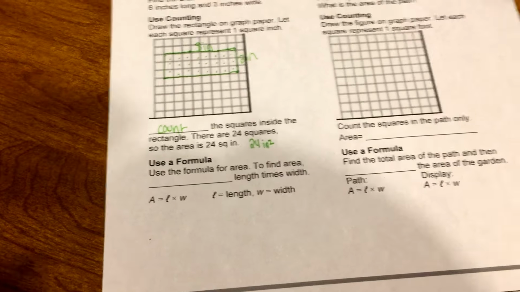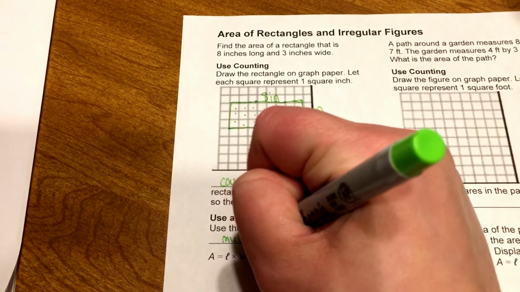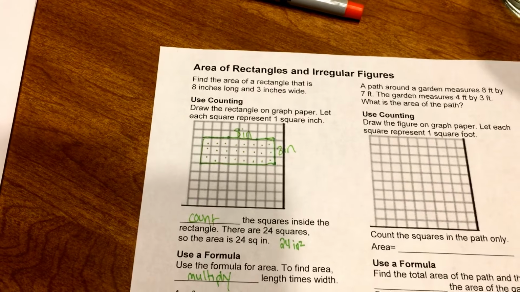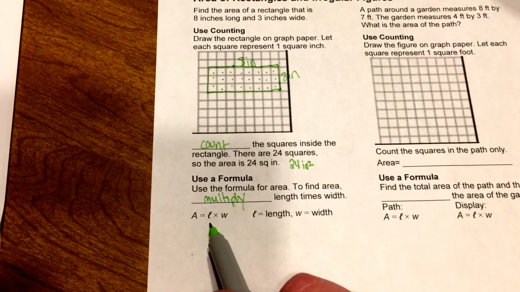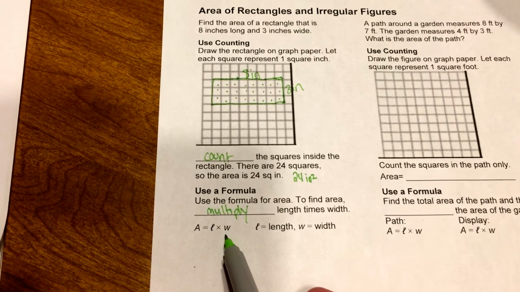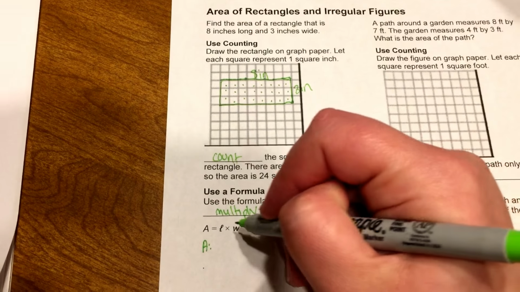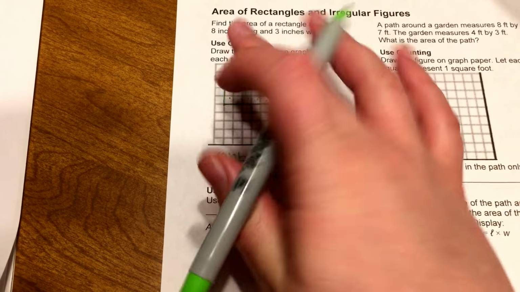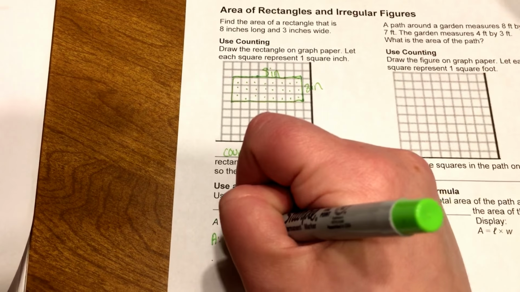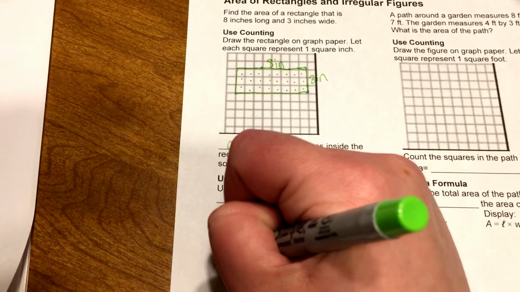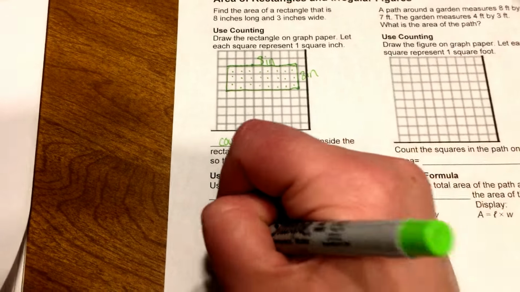To find the area of the rectangle, you're just going to multiply length times width. So here we have area equals L, which stands for length, times the width, which stands for W. If I substitute numbers for my variables, my length I already know is 8. My width is 3. And when I multiply, I end up with 24 inches squared.